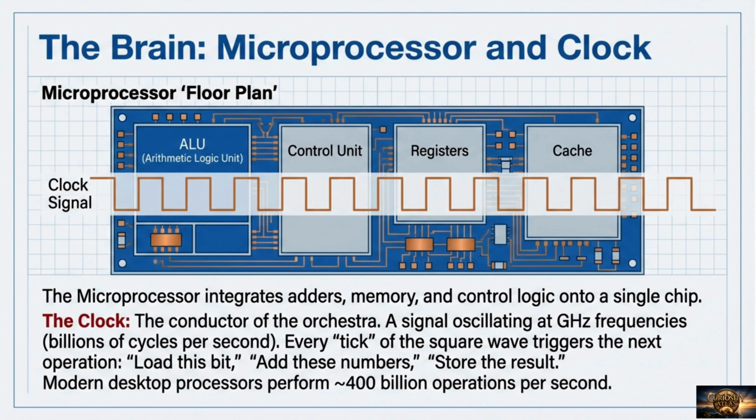The microprocessor integrates all components, adders, memory, and control logic, onto a single chip. The clock signal, oscillating at billions of cycles per second, acts as the orchestra conductor, triggering the next operation every tick. Modern processors perform hundreds of billions of operations per second.